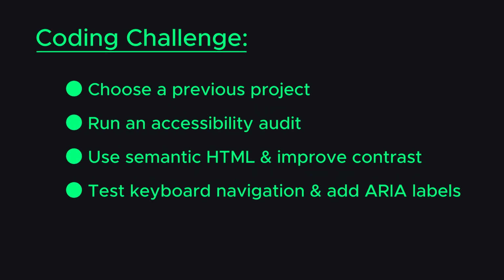Now, it's your turn. Take one of your previous projects from this course and perform a full accessibility audit. Replace non-semantic elements where appropriate. Improve your contrast ratios. Test the entire website using only a keyboard. Add ARIA labels when they provide value. And try using a screen reader to explore your own work. You'll be surprised how many improvements you discover. If you complete this challenge, you'll already be ahead of many junior developers entering the industry.